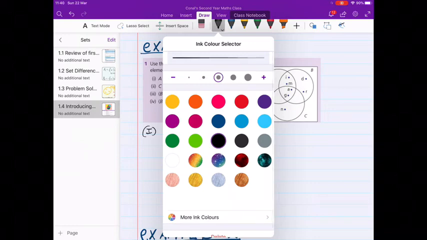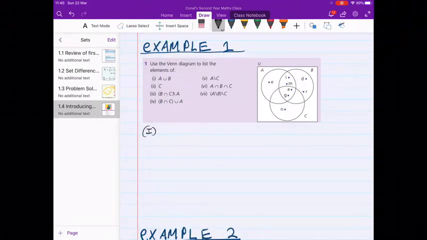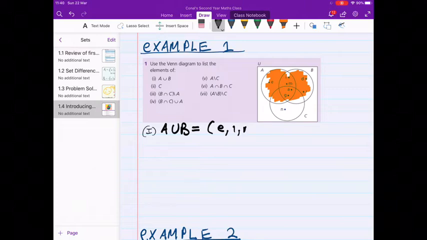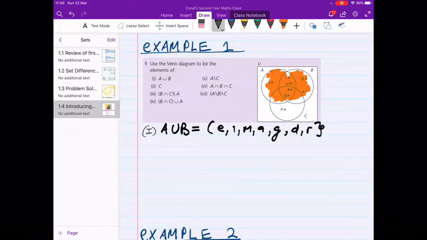Now I just want to make this slightly bigger. So A union B works the exact same as before. A union B is all of the set A in union with all of the set B. And we list those elements. So we have A union B is equal to, so let me see, I have E, I, M, A, G, D, and R in the set.